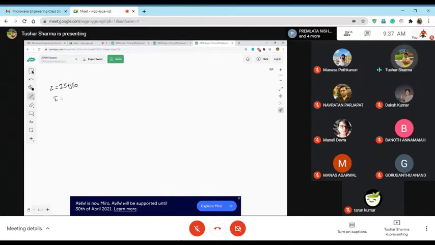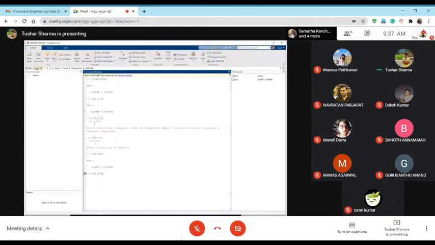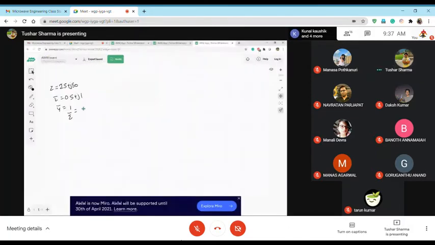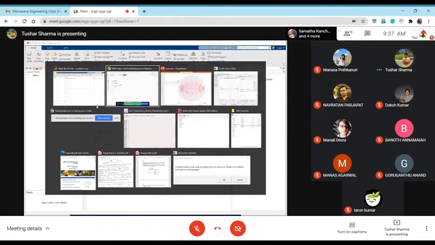So you found your Z, 0.5 plus j1. Now what will be your Y? Y will be 1 over Z. So this is 1 over 0.5 plus j1, which is 0.4 minus j0.8. Now let's bring the Smith chart back.